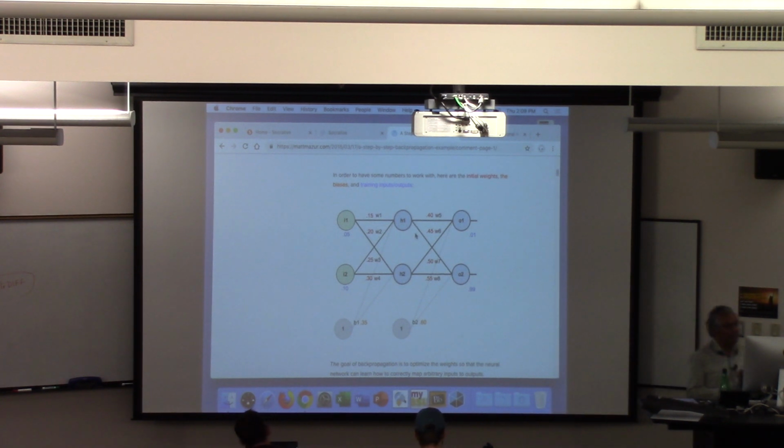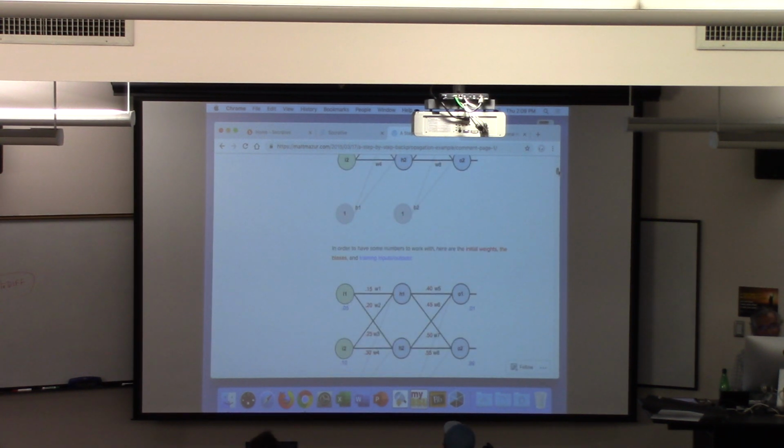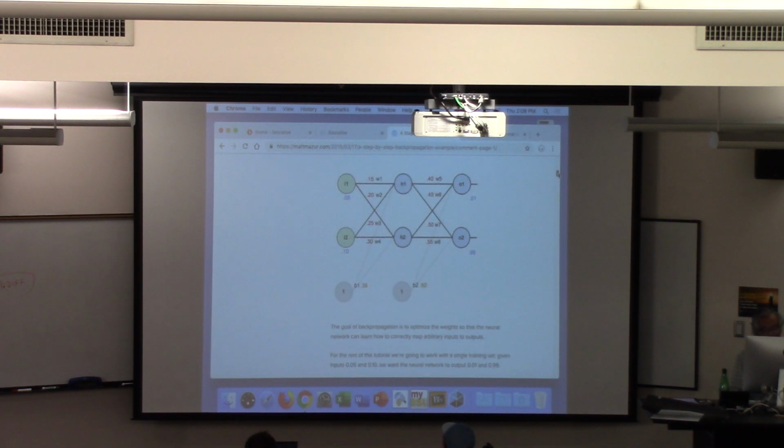And then they will also start with some input. In this particular case, the input is 0.5 and 0.1. And they know what the true outputs are supposed to be. So if you put this 0.5 and 0.1, I believe if you go through these, and in fact in these networks, the units always all have sigmoid functions.